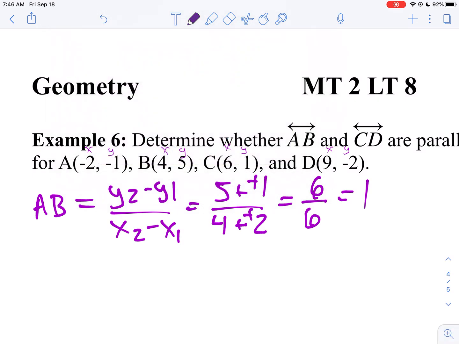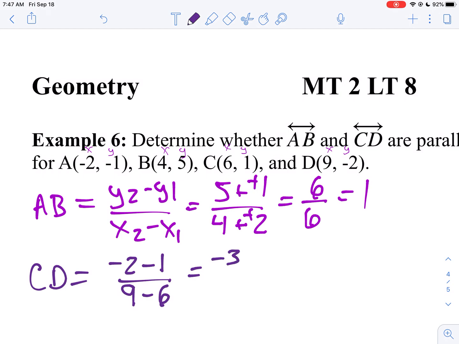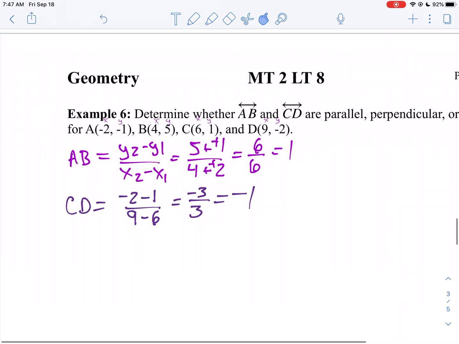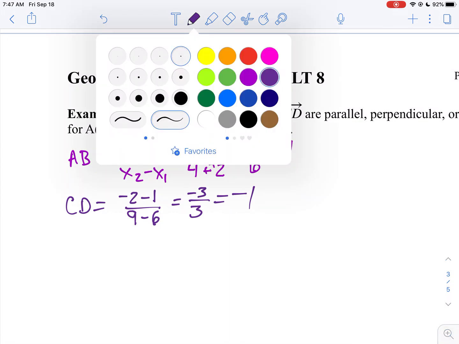Let's turn around and find the slope of C to D. So we're going to say -2 minus 1 over 9 minus 6. Well, -2 minus 1 is -3. 9 minus 6 is 3. They're not the same, so they're not parallel. The reciprocal of 1 is 1. So if you flip 1, you get 1. And notice they're opposite signs. These are negative reciprocals of each other. So therefore, we're going to say these two lines are perpendicular.